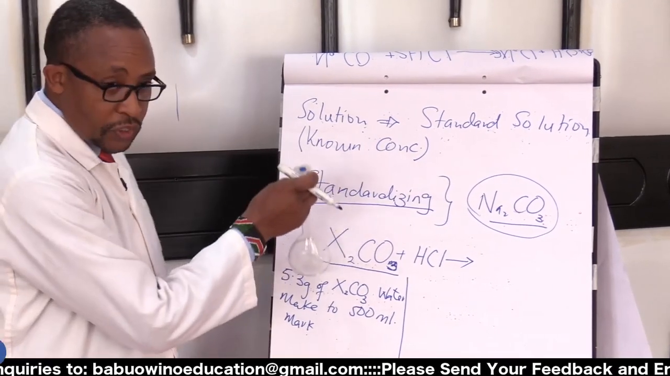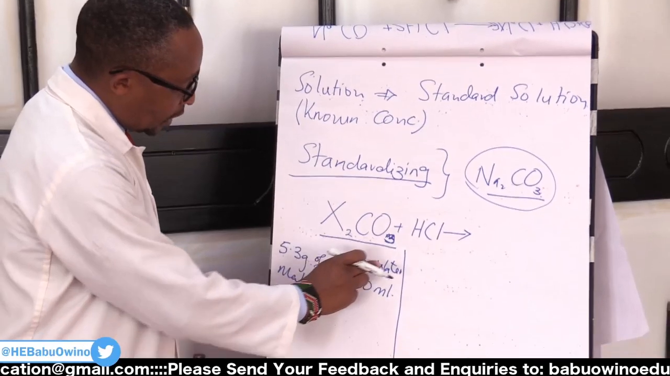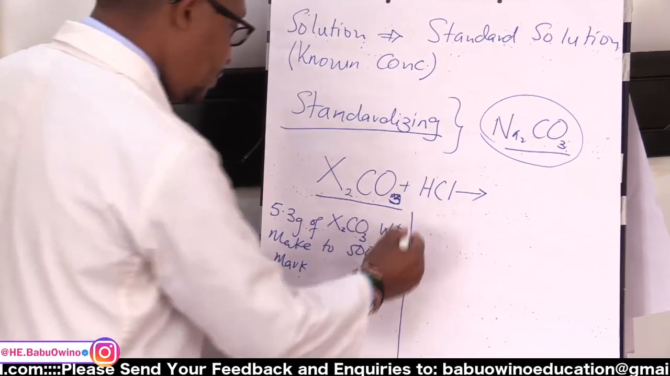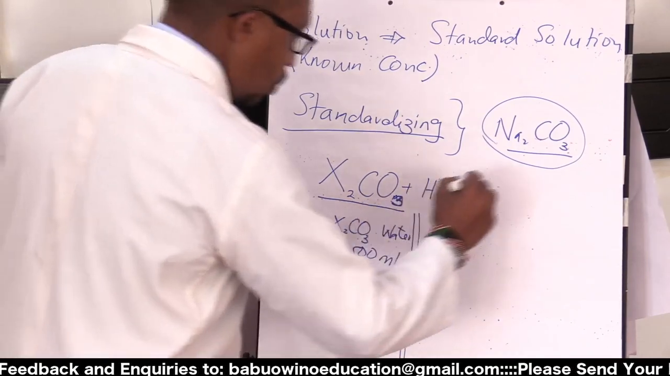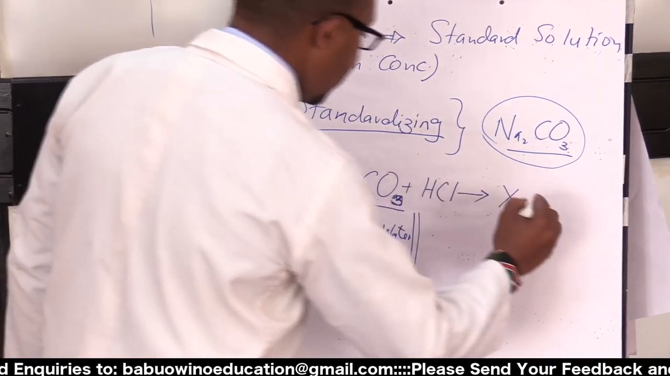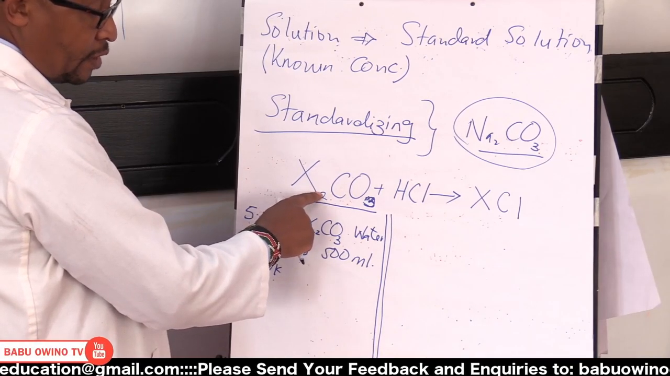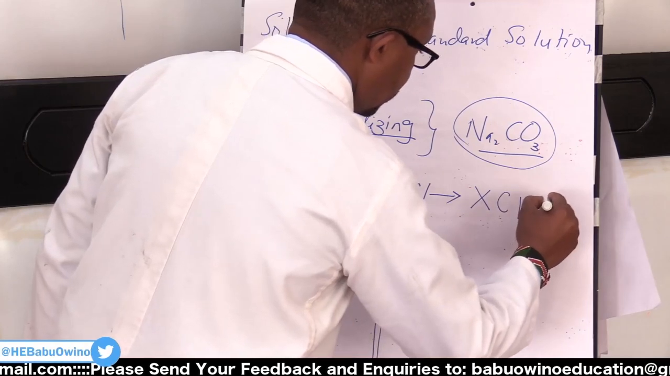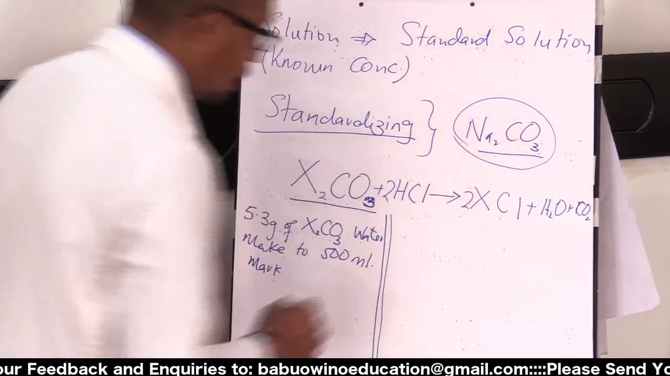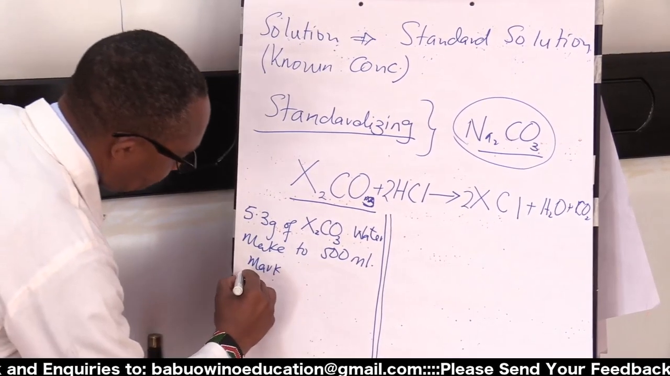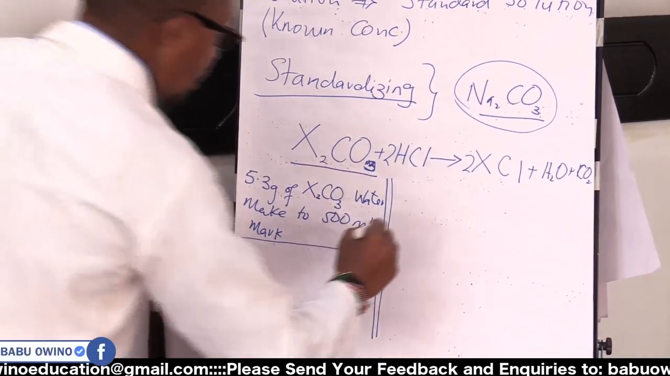Now, we could be given the same question, but differently. In this case, we are saying 5.3 grams dissolved in 500 mls, and we are reacting it with HCl. So what would be the equation? X combining with this, XCl. Looking at this, this tells me that the charge of X is 1, it is monovalent, plus water, plus CO2. So if I balance my equation, that is what I get. This is what is in the burette.